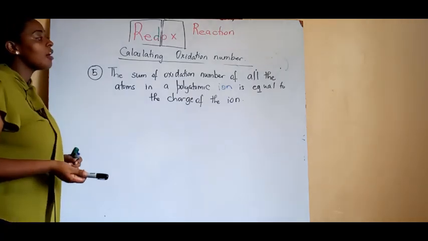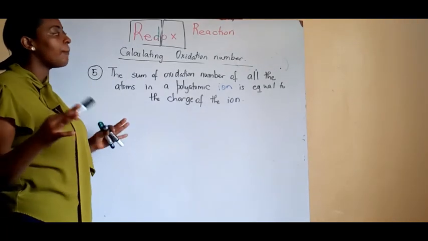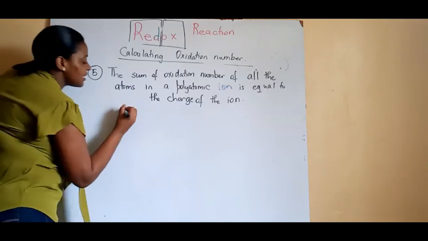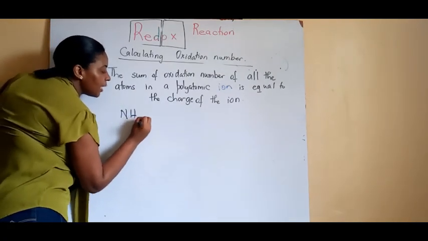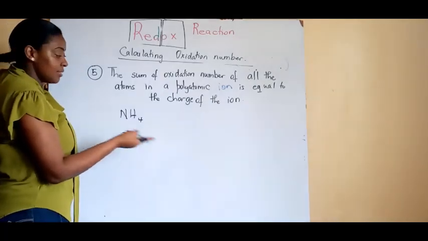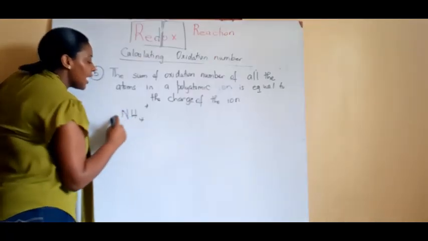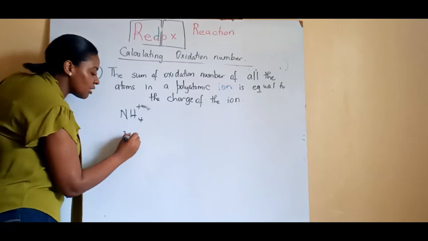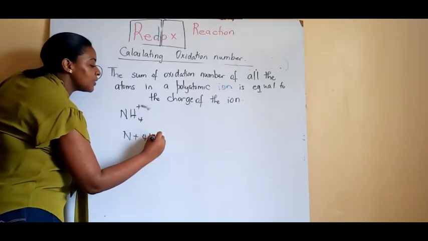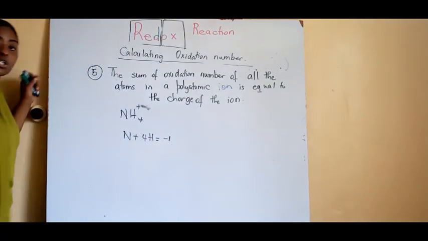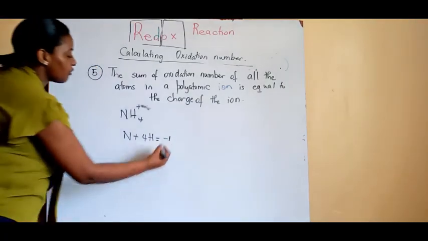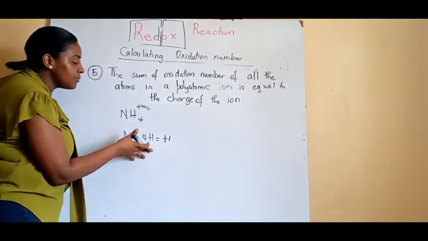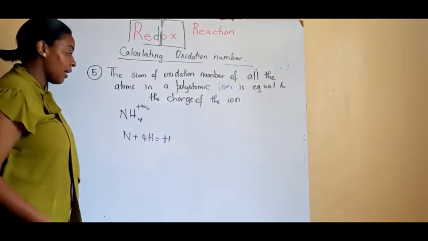So the sum of oxidation numbers of all the atoms in a polyatomic ion is equal to the charge. What do I mean by this? A polyatomic ion is made up of more than one atom. In this case, this is the ammonium ion, which is NH4 plus 1. The charge is plus 1. So when you add the oxidation state of nitrogen plus 4 hydrogen, you're going to get the oxidation number equal to positive 1. So the sum of the oxidation numbers of all the atoms is going to be equal to the charge on the ion.